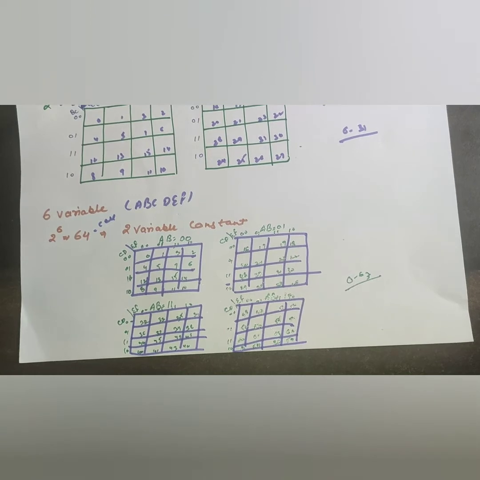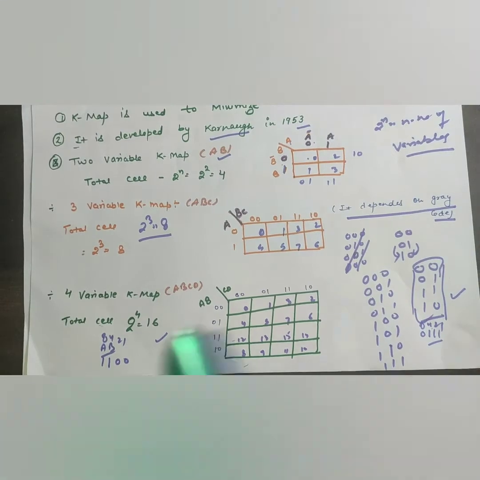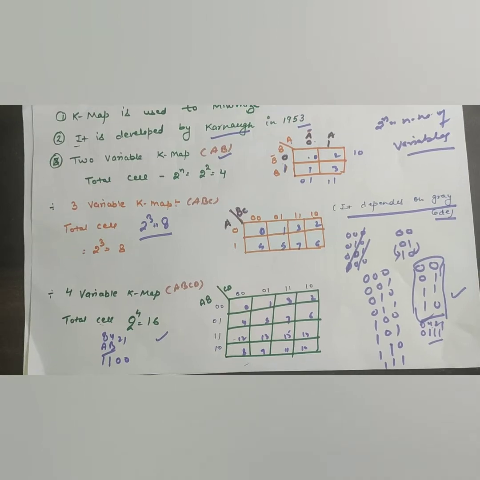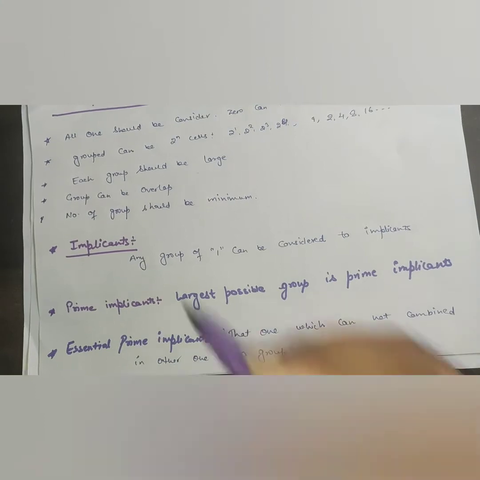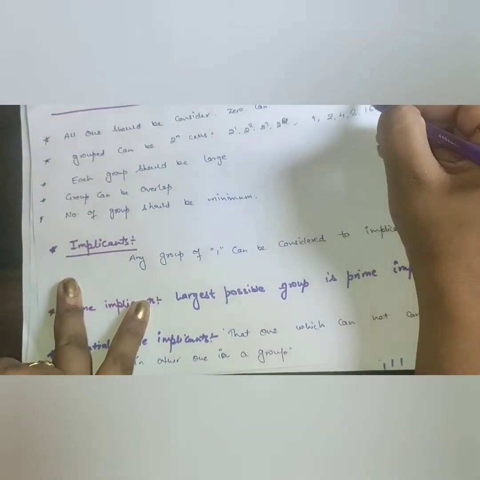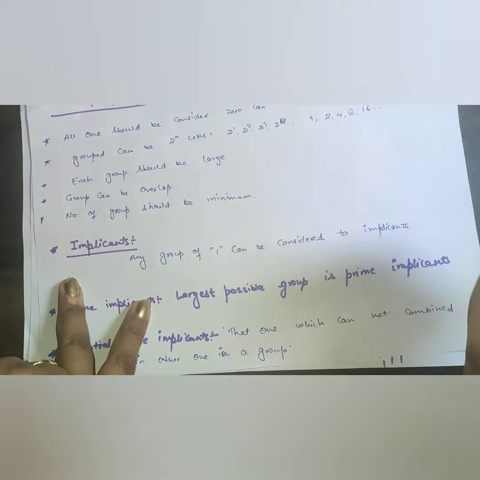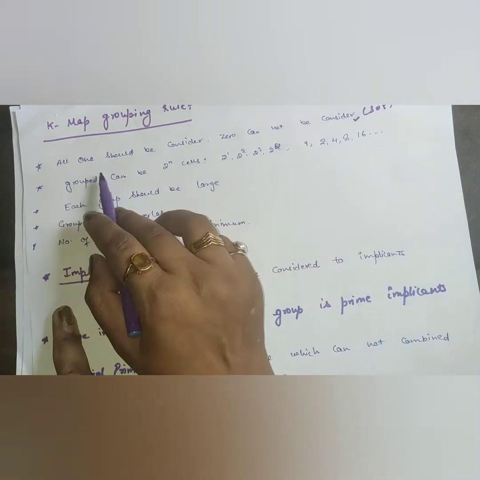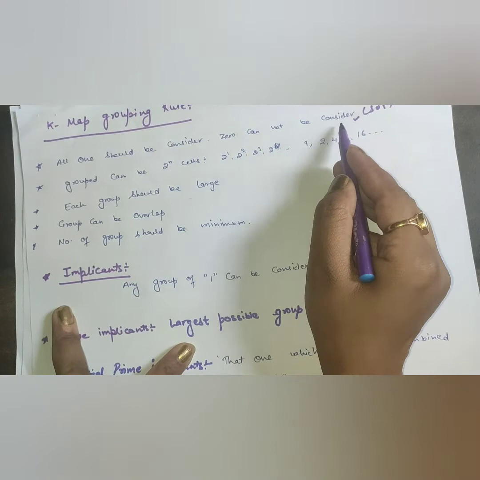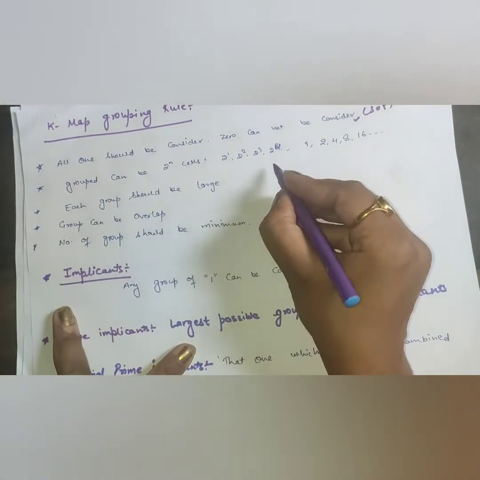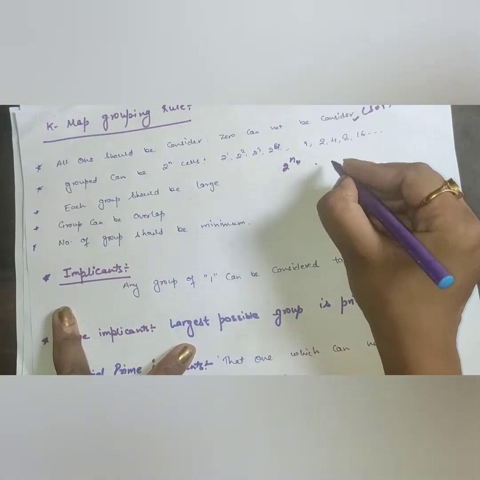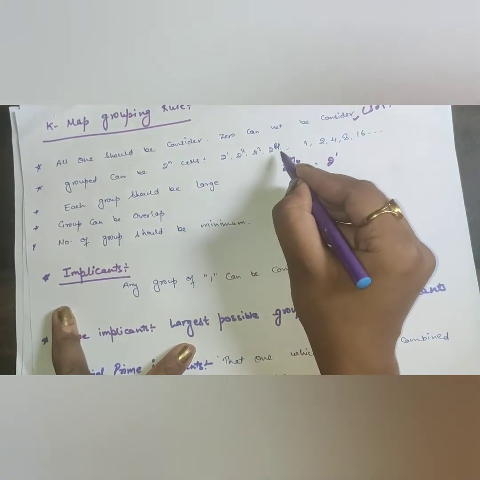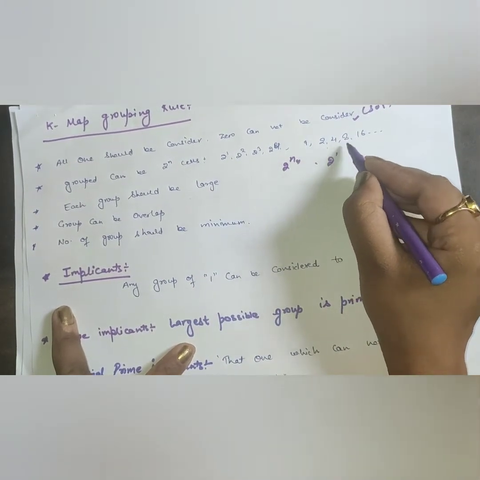Now we will talk about the grouping of Boolean algebra. I will explain how we can do the grouping. There are some rules for K-map grouping. All 1s should be considered; 0 cannot be considered in SOP form. Grouping can be done by 2 to the power n cells, like 2 to the power 1, 2, 3, 4, that is 1, 2, 4, 8, 16.